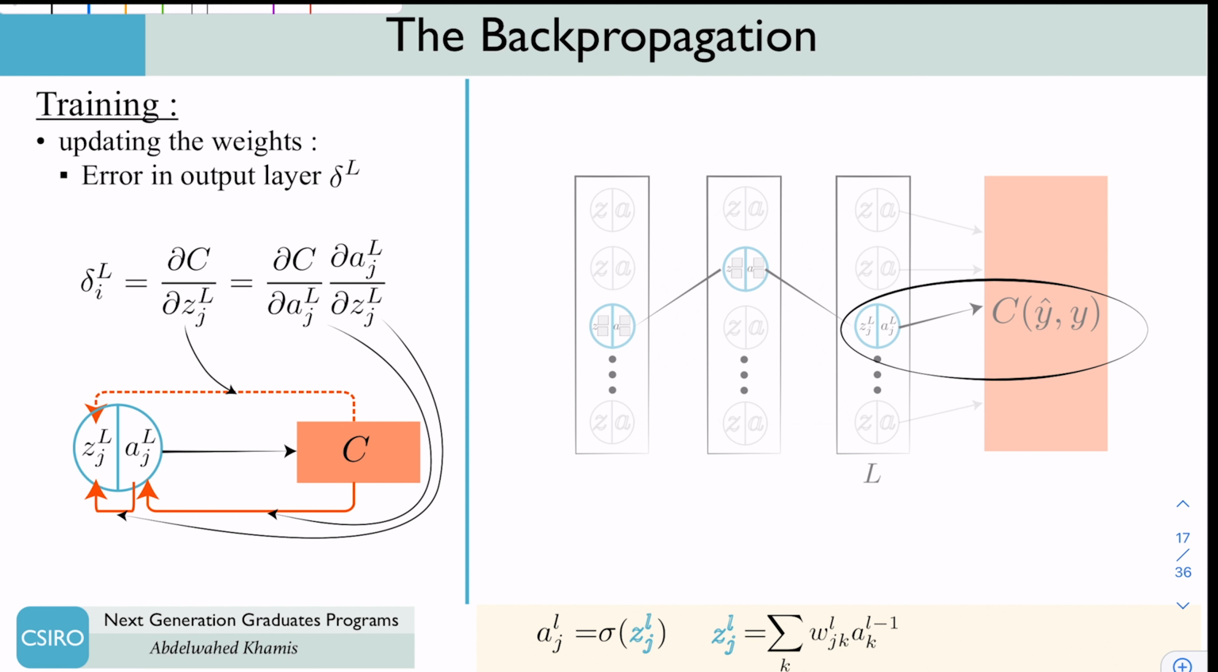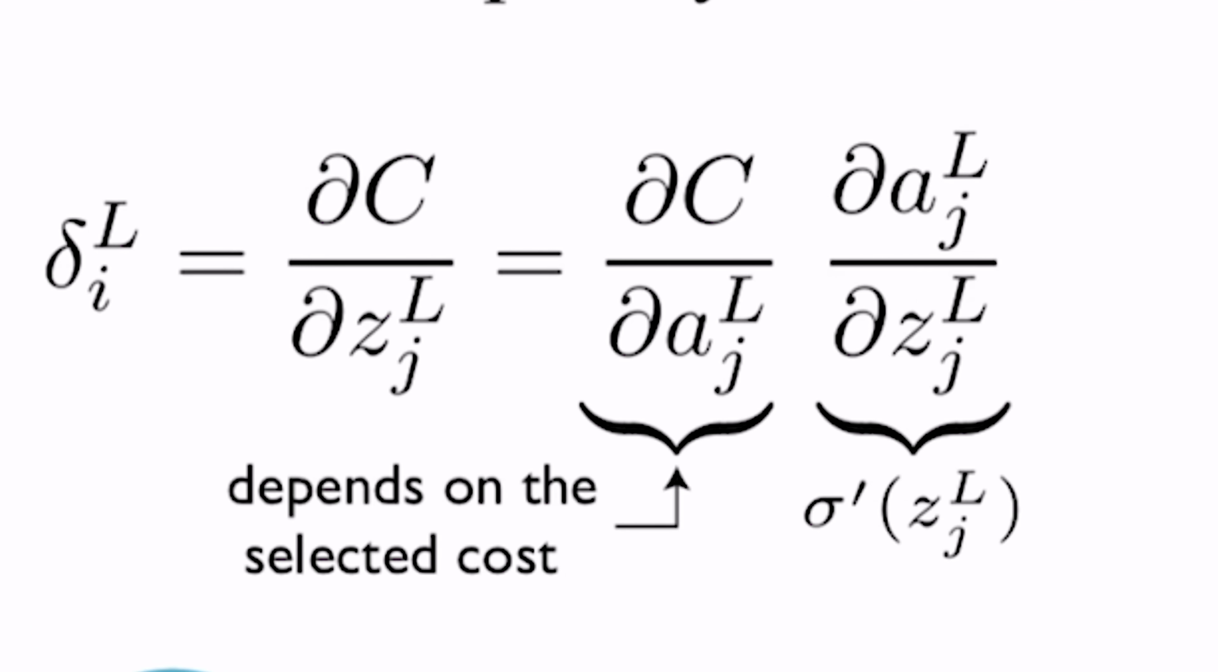And it follows simply from the definition of the neuron. We can easily calculate this quantity here. I included the notation here for the neuron as a reminder. And from it you can see that the second term will be simply the derivative of sigma of zl. This equation is very easy to calculate.